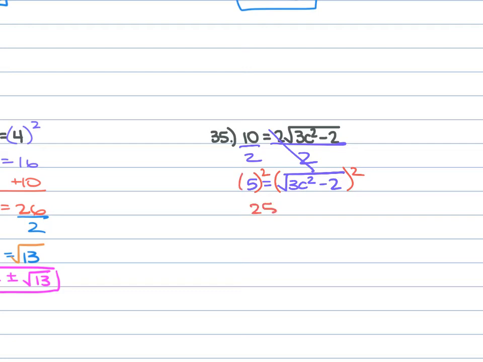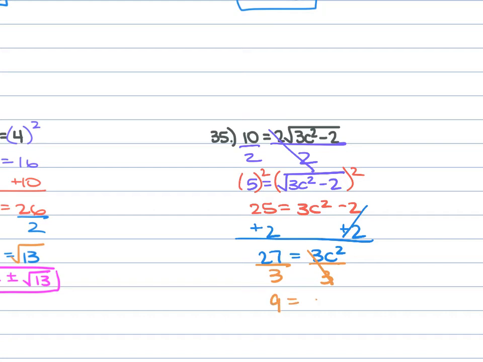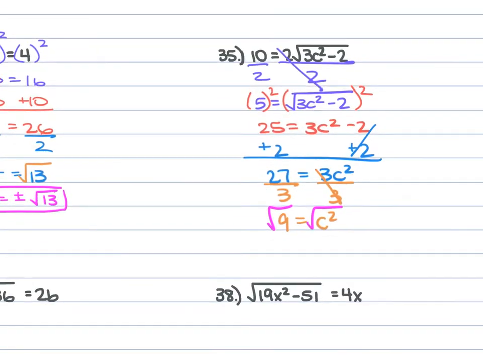The 5 squared gives us 25, and the square root of 3c squared minus 2 squared is just 3c squared minus 2. From here, we're going to get that c squared by itself, so we're going to add 2 to both sides. So we are left with 27 is equal to 3c squared. We divide each side by 3 and get 9 is equal to c squared. We take the square root of both sides and get that 3 is equal to c, and that 3 is a plus or minus. So you can either write it like this, or you can write c is equal to plus or minus 3.